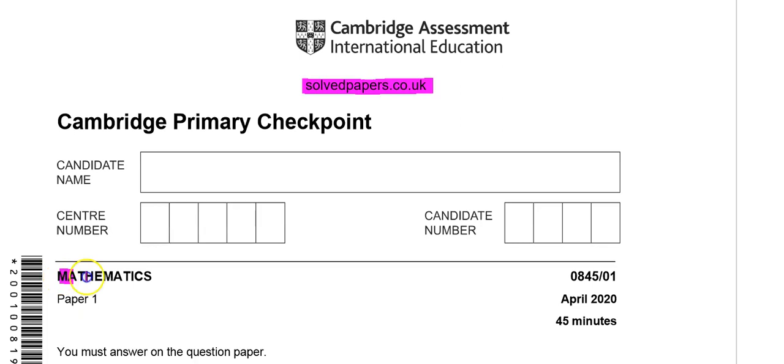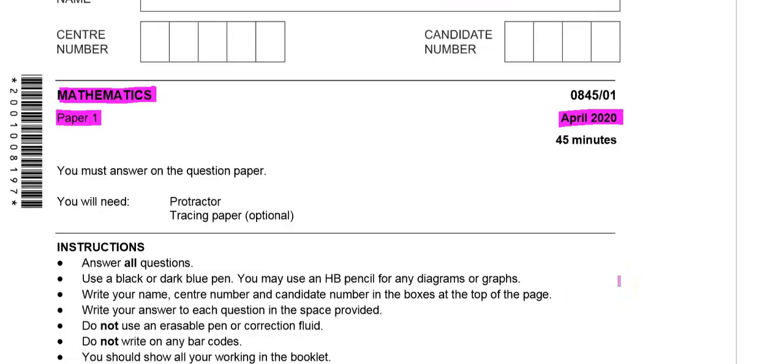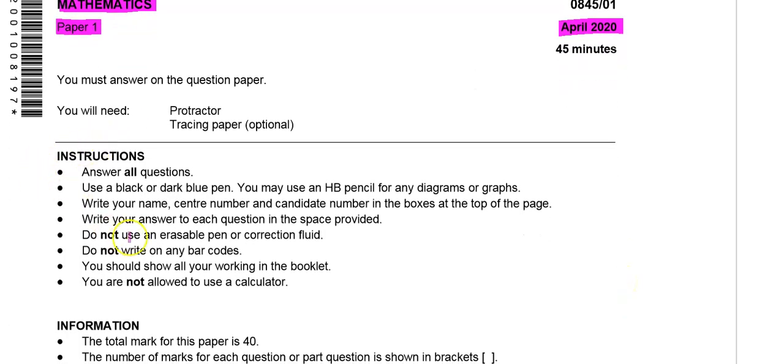In this video, I'm solving Mathematics Paper 1 of April 2020. In this paper, you are not allowed to use your calculator, so don't carry a calculator. You may need a protractor, and a tracing paper is optional. The paper is 40 marks and the duration is 45 minutes. Let's get started.